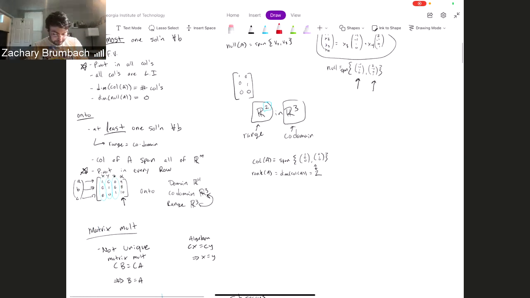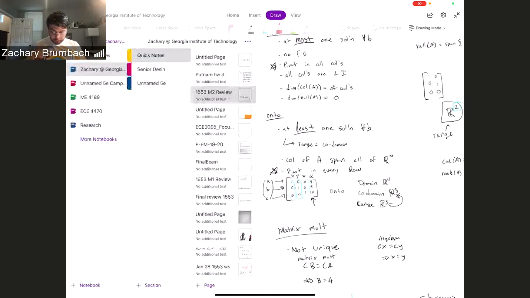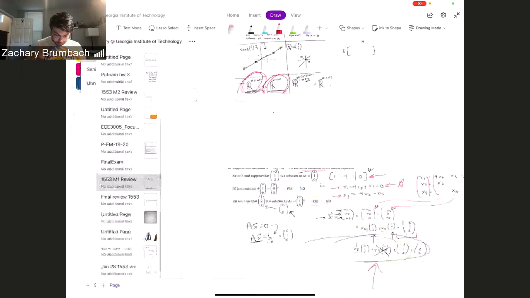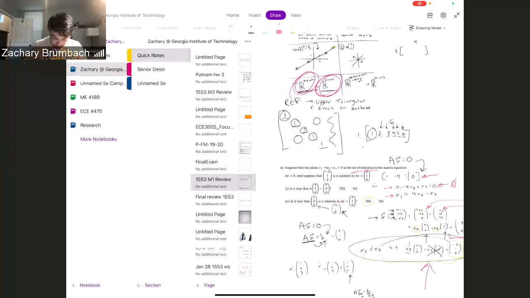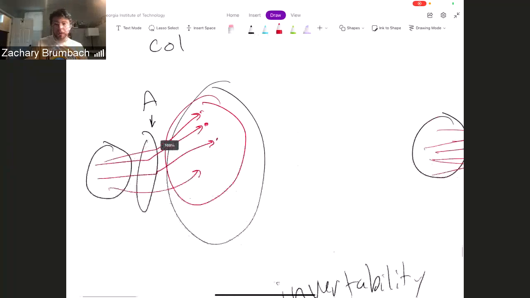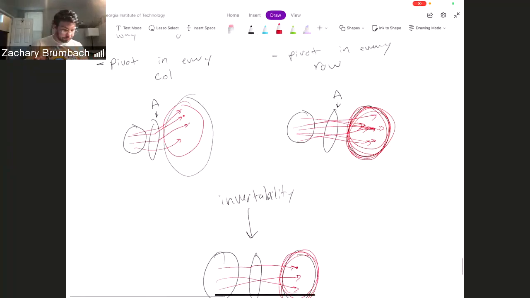For onto, again, at least one solution, and our range, going back here. Nope, that's midterm 1. Final. Our range is this red circle. That's what I drew, okay? So it's always R to the number of columns, R to the number of rows, and the circle is R to the number of pivots.